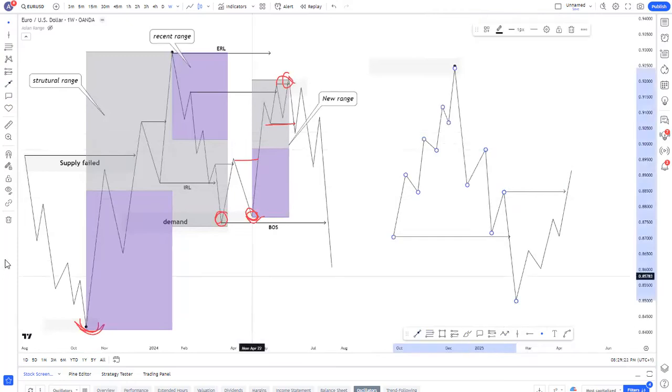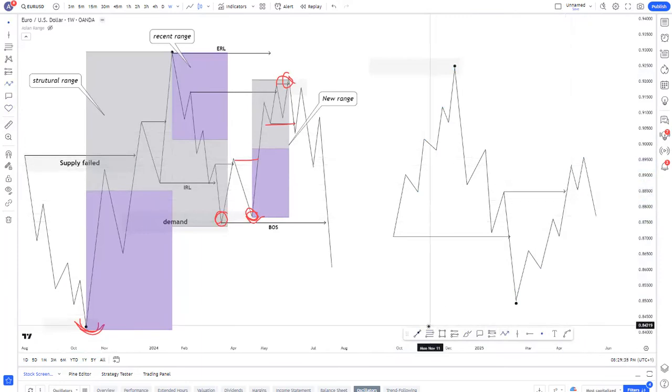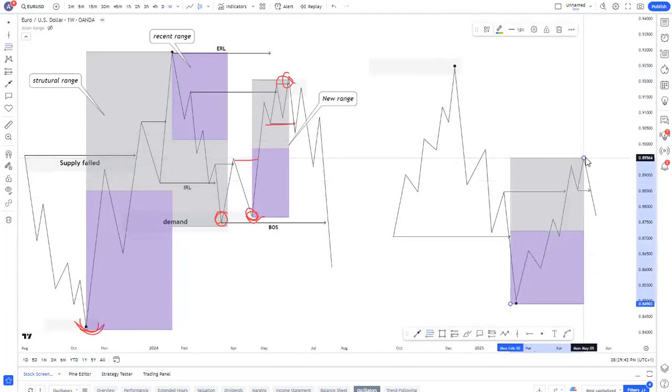Price only took out what? Internal range. So as price took out internal range, what do we have? We have a recent low, right? So as price took out internal range, price started giving confirmation. We started having confirmation, so price broke structure. So what do we have now? We have a recent high. So what is this? Our recent range, from this low to this high.